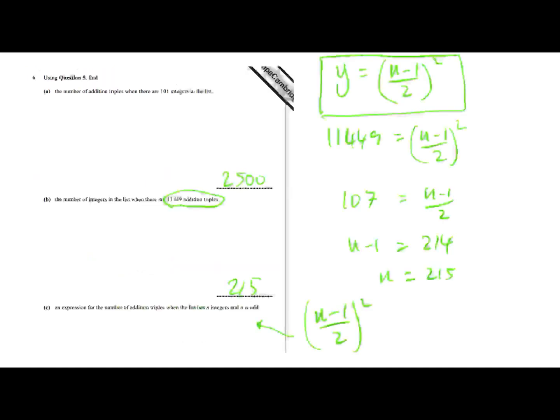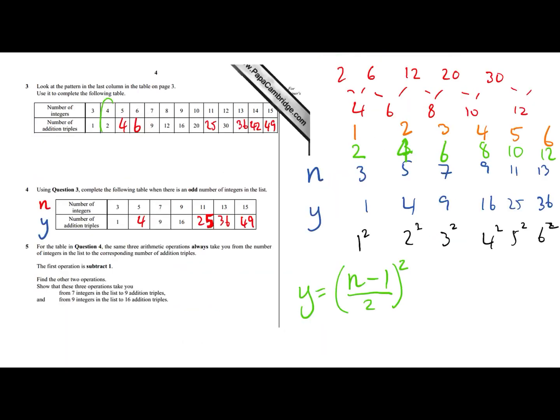Okay, right, so now the next question is asking you to use the patterns in the table in question 3, but this time notice that they're asking you for a situation where the number of integers is even. They've all got an even situation. So we want an expression for addition triples when the list has n integers and n is even. If we do that first, that will help us to do A and B next. Lord knows why I didn't ask you to do that first, because then A and B become very, very easy. But finding the nth term here is not so easy.